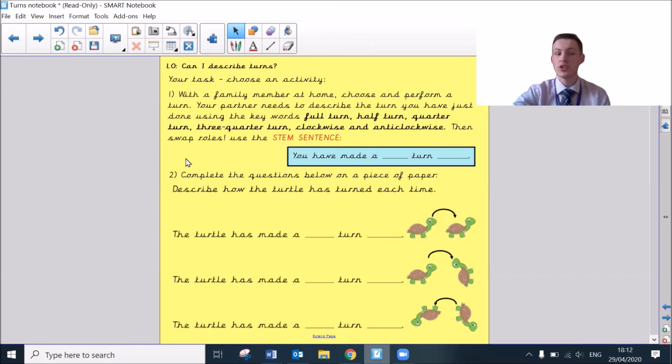Then, question 2, part 2 of your work, is to complete the questions below on a piece of paper. Describe how the turtle has turned. So look at the turtle, look at the arrow. What way has it turned? Now, if it doesn't look like it's changed, and have a look back in this video if you're not sure, maybe if it's facing the same direction it started with, what kind of turn has it done? I'm not going to tell you, you need to work this one out for yourself.